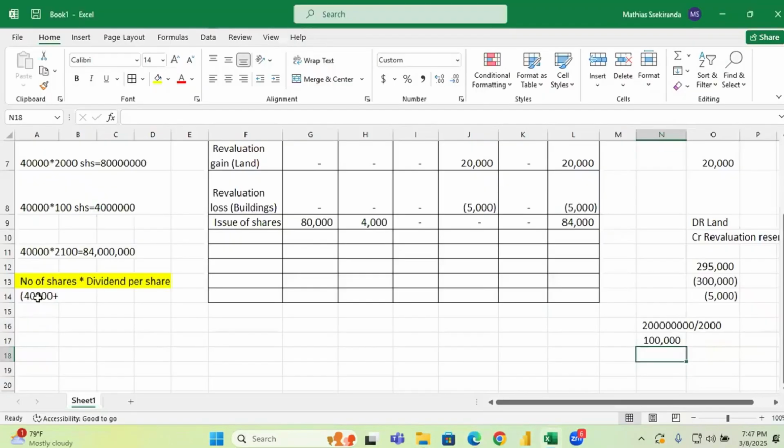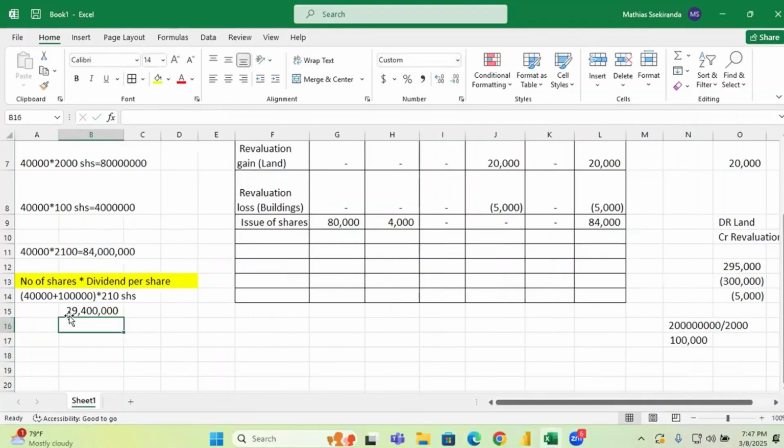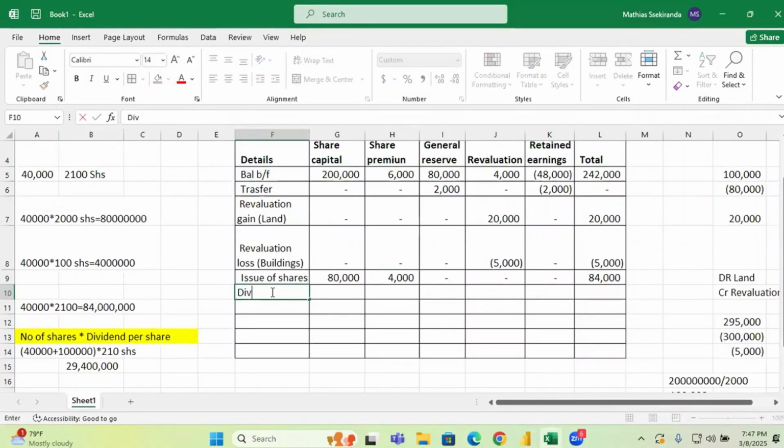So making it 140,000 shares times the dividend that they told us each share will receive in note number 5. They told us a dividend of 210 per share. So how much are we recognizing? 140,000 times this. So the dividends are 29.4 million. So you come here and say dividends.